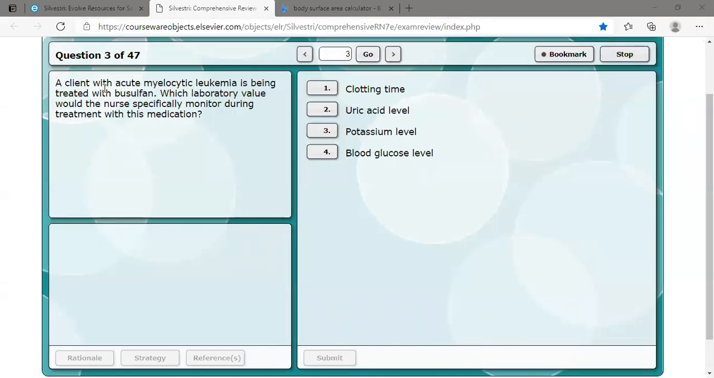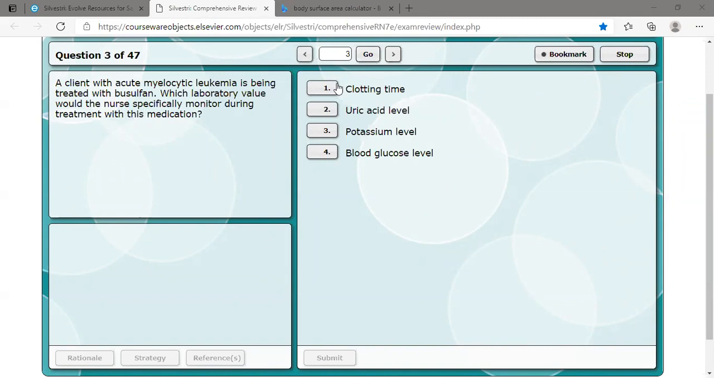Question: a client with acute myelocytic leukemia, meaning the patient has a blood cancer or white blood cell neoplasia, is being treated with the anti-neoplastic or chemotherapeutic agent we call busulfan. Which laboratory value would the nurse specifically monitor during the treatment with this medication?